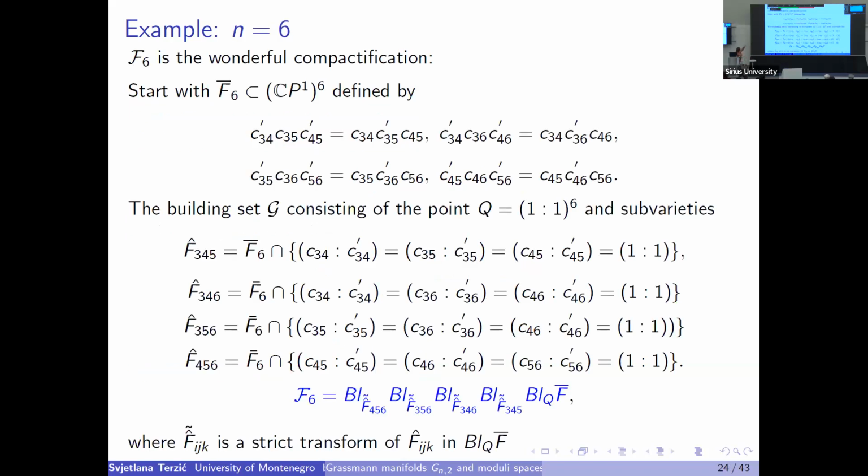Or say when n is equal to 6, our F6 bar is given by these 4 equations, and we see that the building set consists of this point and these 4 sub-varieties. Our universal space of parameters, using the wonderful compactification, is these iterated blow-ups, where these are strict transforms.